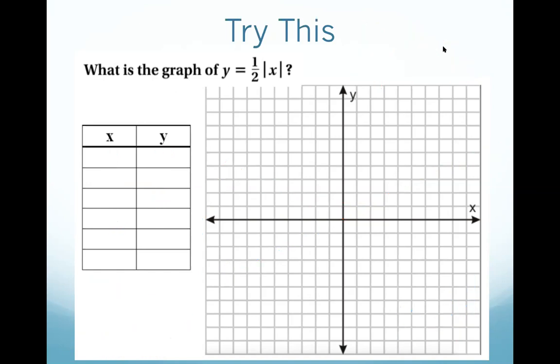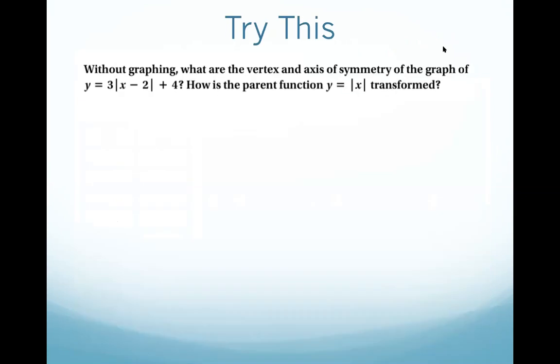Okay, let's take a look at our next one. We're almost done. Without graphing, what are the vertex and axis of symmetry of the graph of this function? And how is the parent function transformed? Okay, so I want you to think back. We talked about A, H, and K. I'll write the formula here. Y equals A times the absolute value of X minus H plus K. Can you tell me what the vertex is and how it has been transformed? And then we'll go over it together.